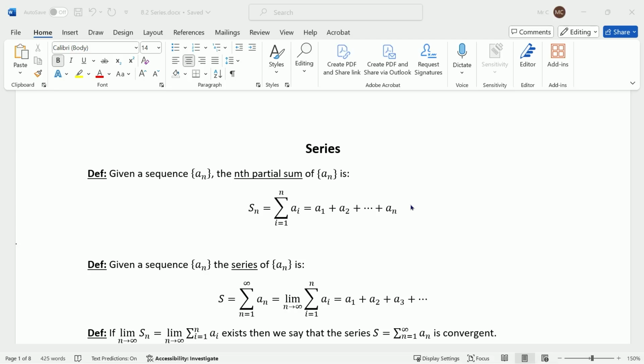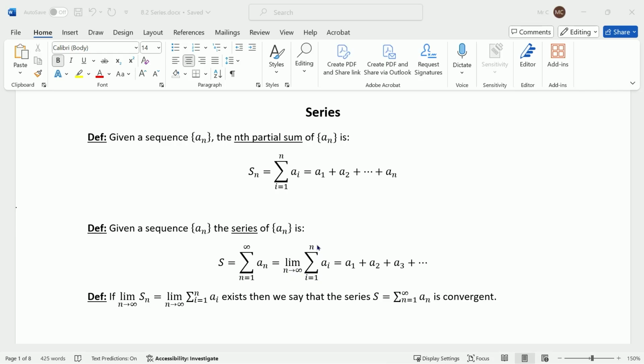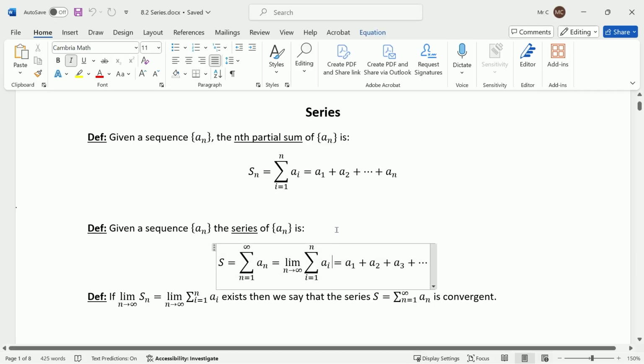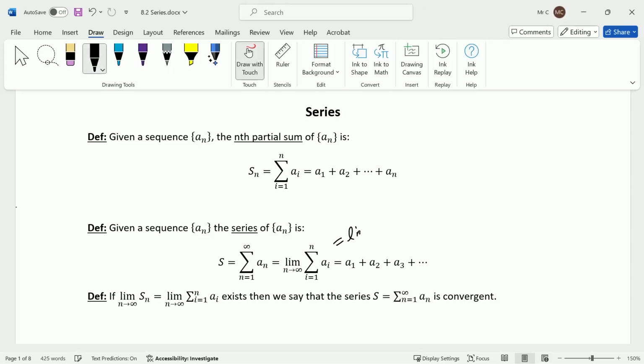All right, now given a sequence, the series of those terms, a sub n, is defined to be the limit of that partial sum, right? So the limit as n goes to infinity of the sum from i equals 1 to n of a sub i. So in other words, this is exactly the same thing as just writing equals the limit as n goes to infinity of s sub n.